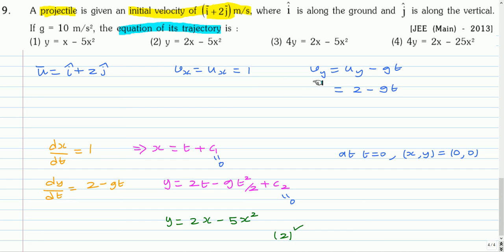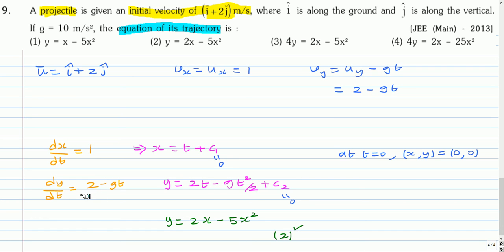So in the y direction the velocity is u y minus gt, and initial velocity in the y direction is 2. So vy is equal to 2 minus gt, and the x component of velocity, dx by dt, is 1, and from this we get dy by dt. The y component of velocity is 2 minus gt. So from this we get x as t plus a constant. Let us assume that the particle is at the origin 0, 0 at time t equal to 0. So that way we get this c1 as 0.